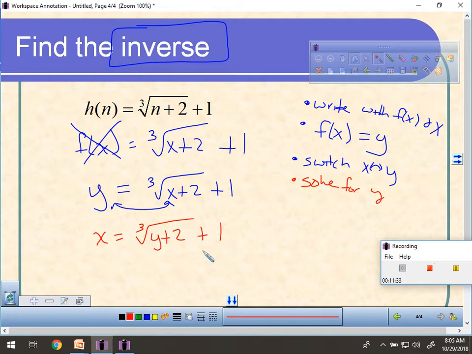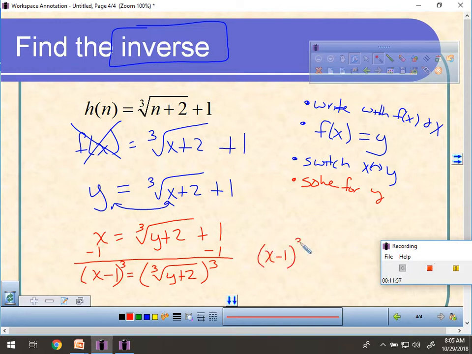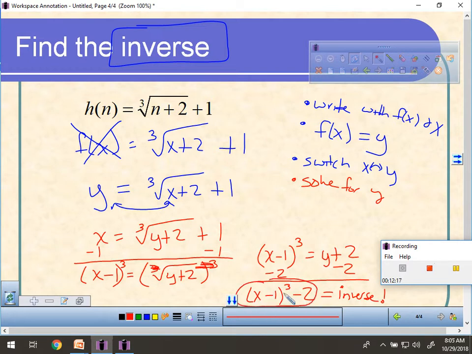So to solve this for y, I'm going to subtract 1 from both sides first. And so that will give me x minus 1 equals the cube root of y plus 2. The way that you get rid of a cube root is you cube both sides. And so what you'll have over here is (x minus 1) cubed equals, and the cube root and the cube cross out, and that leaves me y plus 2. And then to finish solving this for y, I just subtract 2 from both sides, and that gives me (x minus 1) cubed minus 2. And that is equal to my inverse right there.